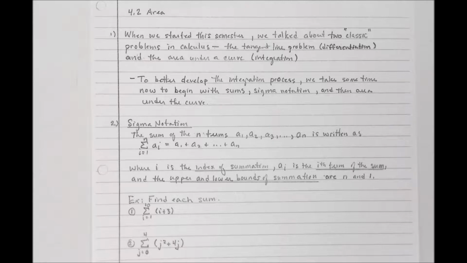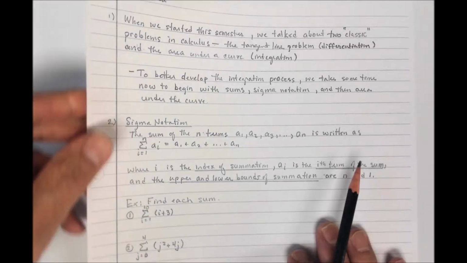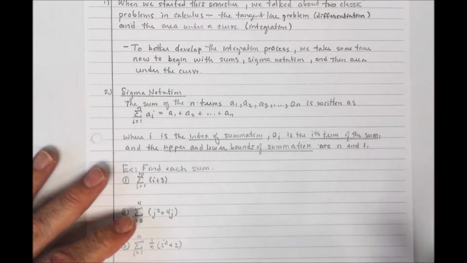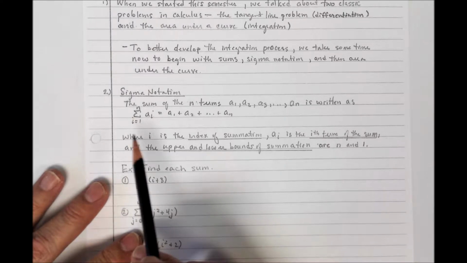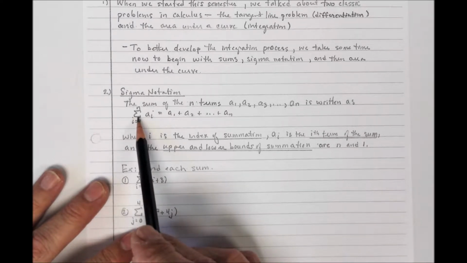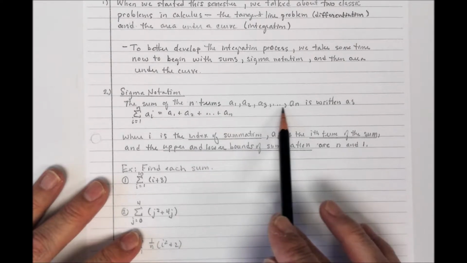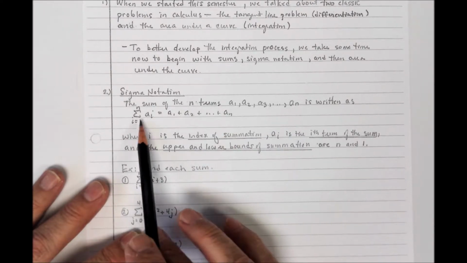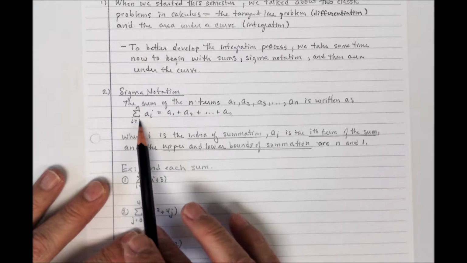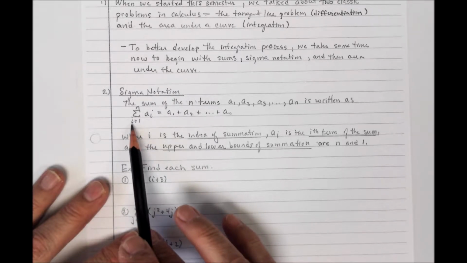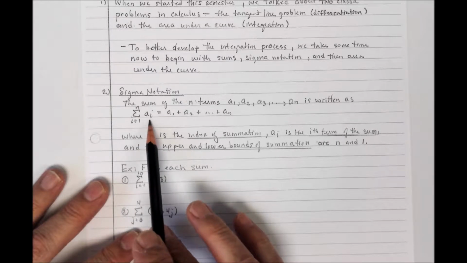So we're going to do a quick review here, a little bit about sigma notation and certain types of special sums and some properties of sums. Sigma notation, or summation notation, I like to say that because it rhymes, is where you use the Greek letter sigma to represent a sum. So it says the sum of n terms, a sub 1, a sub 2, a sub 3, and all the way up to a sub n is written as the sum of a sub i as i goes from 1 to n, which is a sub 1 plus a sub 2 and so on.